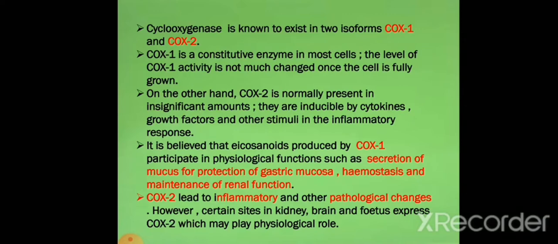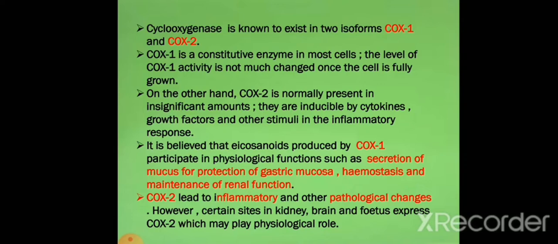This cyclooxygenase enzyme is known to exist in two isoforms, that is COX-1 and COX-2. So let's look into the difference between these two enzymes. COX-1 is a constitutive enzyme in most cells. The level of COX-1 activity is not much changed once the cell is fully grown. On the other hand, COX-2 is normally present in insignificant amounts, and it is inducible by cytokines, growth factors, and other stimuli in the inflammatory response.